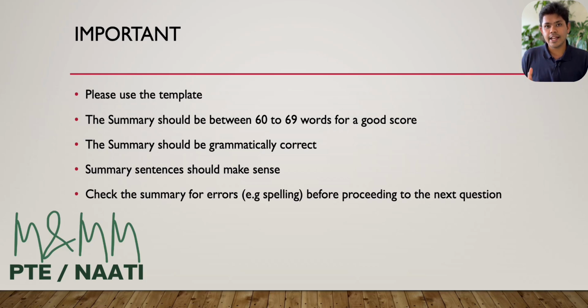All right. The next thing that I want to cover is whenever you are writing the summary, the one paragraph summary that you write, it should be grammatically correct. So you have to make sure that every single sentence you write is grammatically correct. Your sentences in the summary should make sense. And before you click submit, before you move on to the next question, you have to make sure that you proofread your summary. You read every single word so that if you have made any errors like spelling mistakes, you can correct them before you move on so that you don't lose your scores in the writing section.